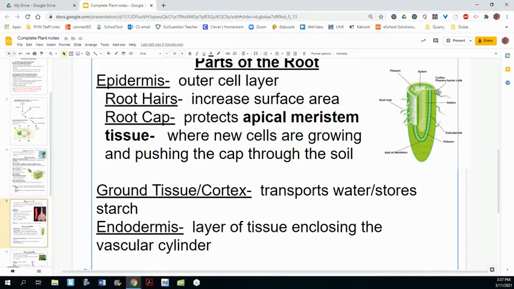So you've got the root hairs and the epidermis. There's all that absorption of water into and through the apical meristem. It's going to go right through the endodermis and into the xylem and phloem.